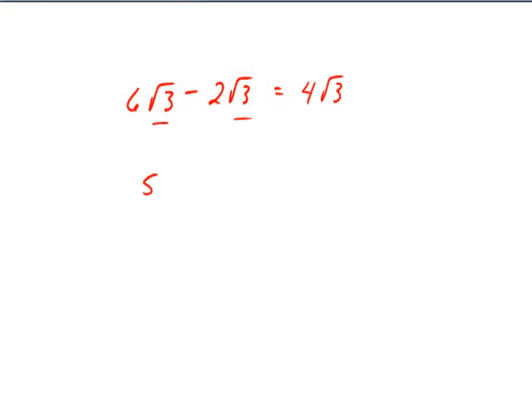Also, if we have radicals that are not like radicals, in this case 5 root 2 plus 4 root 3, I cannot combine root 2 and root 3 with addition, so this is already in simplified form. This would be similar to an algebraic expression 5x plus 4y, in which we don't have like terms, so we cannot combine any terms.